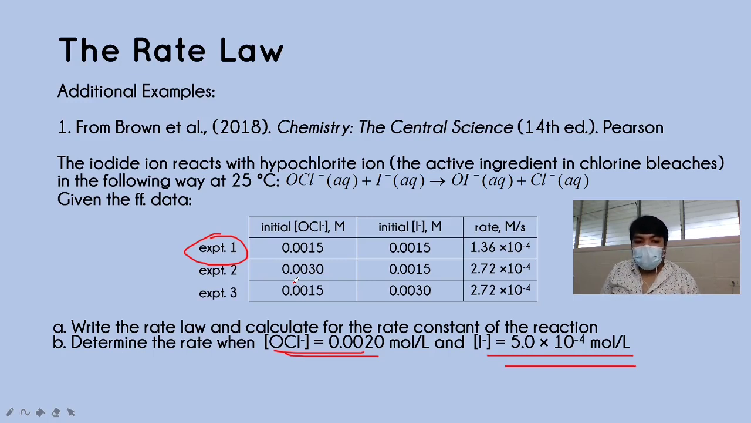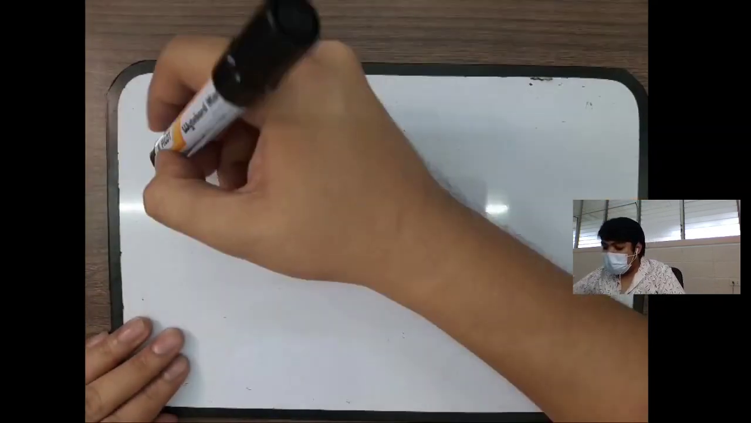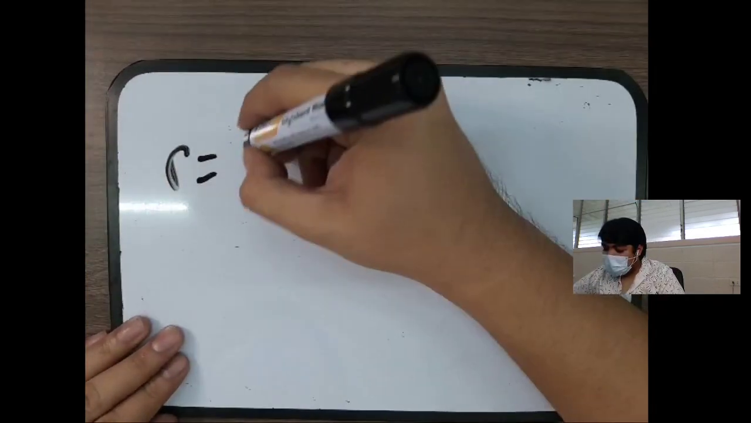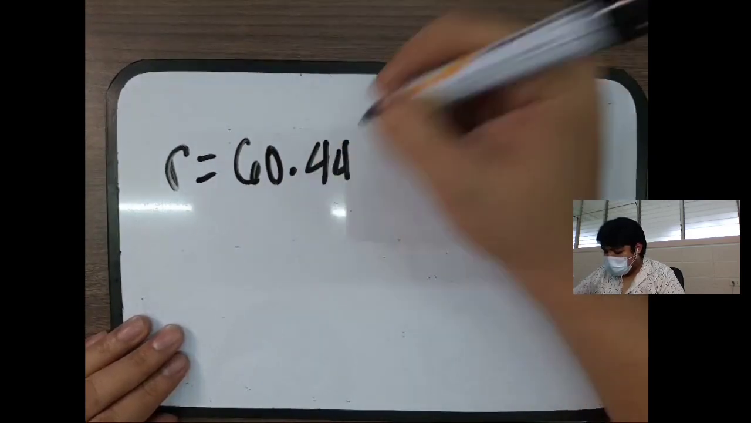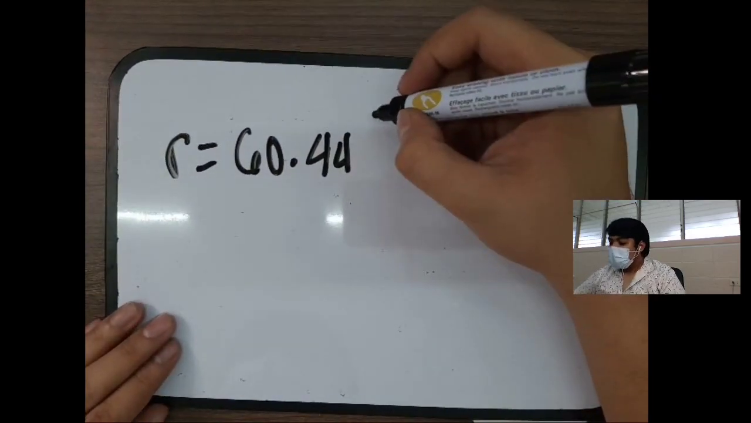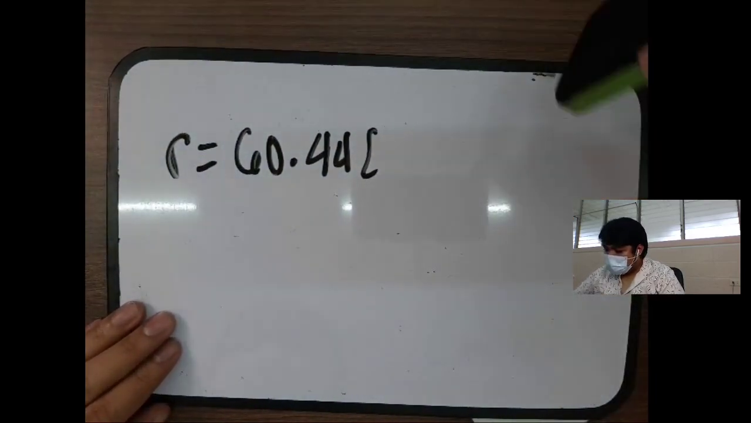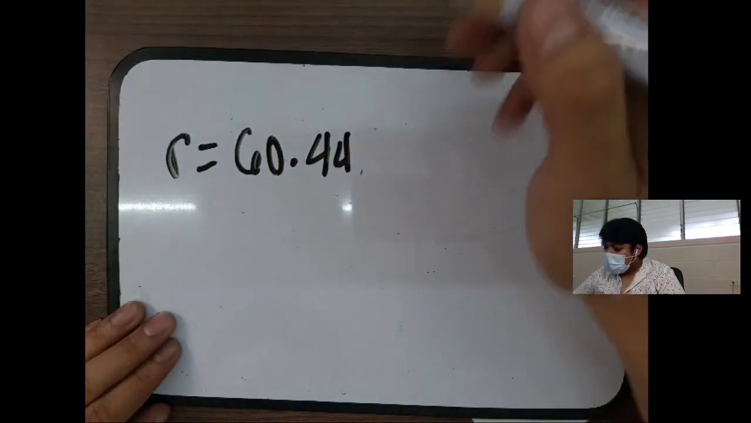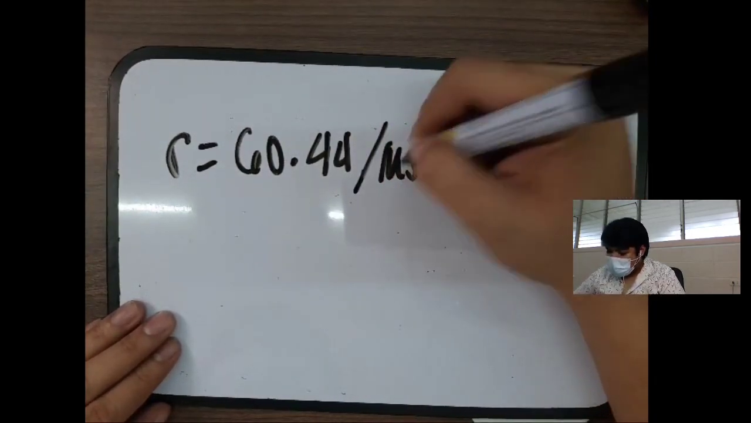So we'll just use the rate law again, since we already have our rate constant. So rate is equal to 60.44 per molar second.